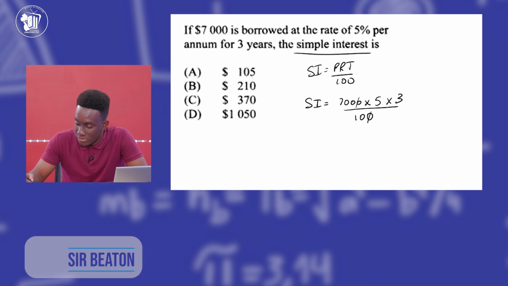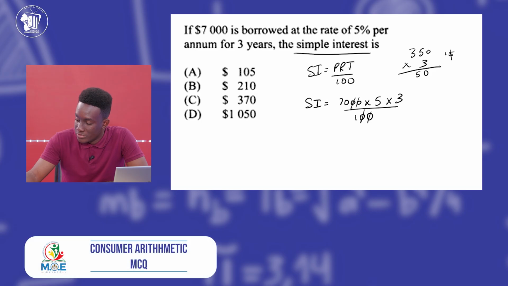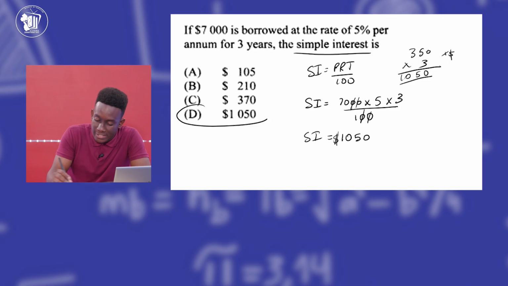All right, so this 0 go with that 0, this 0 go with that 0. 7 times 5 is 35. So 350, we add in the 0, 350 times 3 would be 350 multiplied by 3. This would be 3 into 0 is 0, 3 into 5 is 15. So we put that 5 here, and 3 into 3, 9, and 1, 10. So the simple interest here would be $1,050. That is the extra money that they will pay back after they borrow 7,000 at 5% per annum for 3 years. So the answer is D.